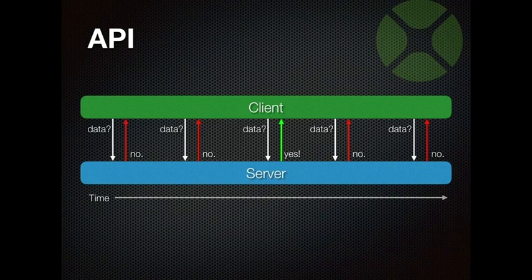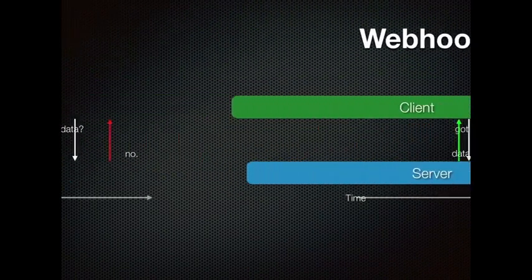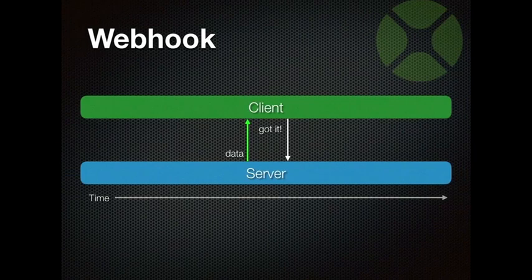Whereas with the webhook model, it's extremely simple. The server just says, I've got data for you, here it is. The client just responds with something like, I got it. Does that make sense?